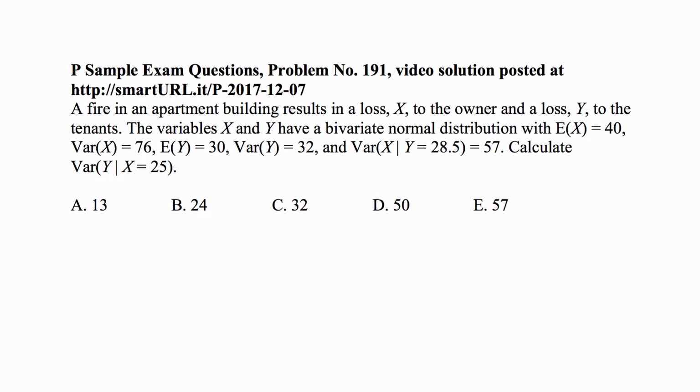This is a problem for exam P on probability. A fire in an apartment building results in a loss X to the owner and a loss Y to the tenants. The variables X and Y have a bivariate normal distribution with mean of X equal to 40, the variance of X equal to 76, the mean of Y equal to 30, variance of Y equal to 32, and variance of X given that Y equals 28.5 equal to 57. Calculate the variance of Y given that X is equal to 25.